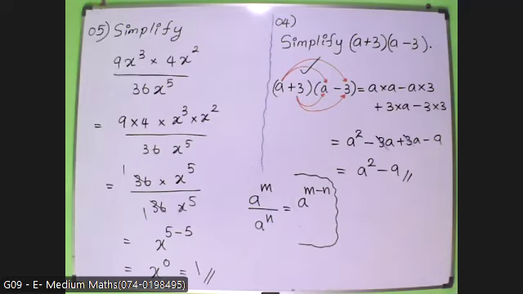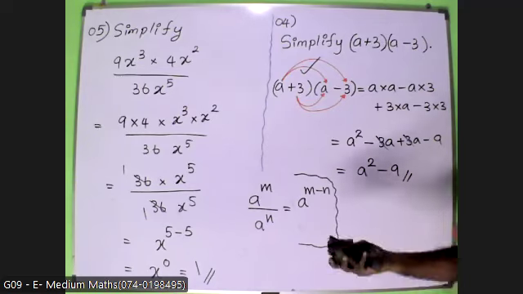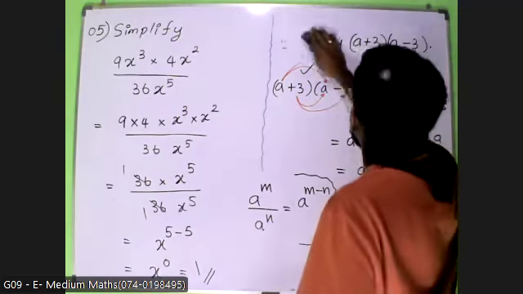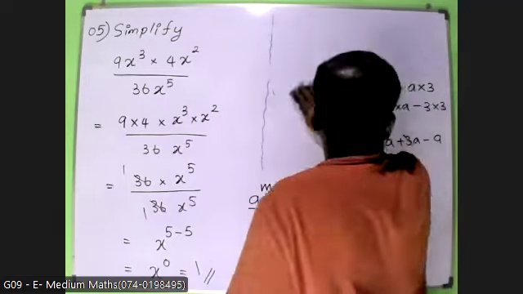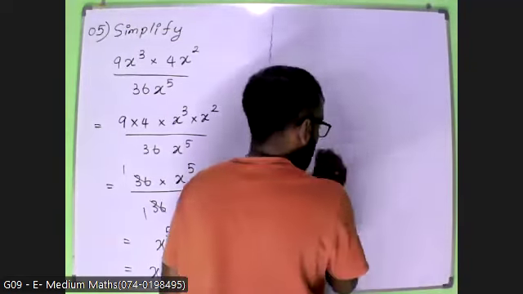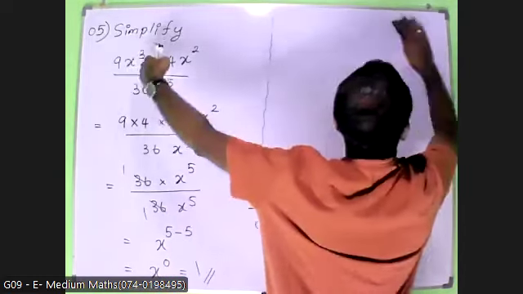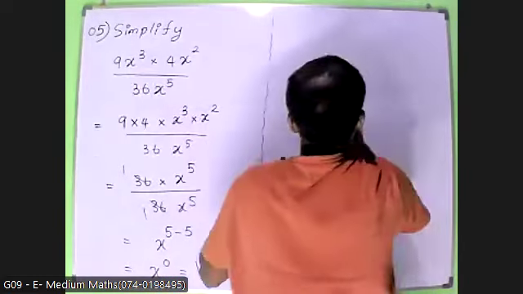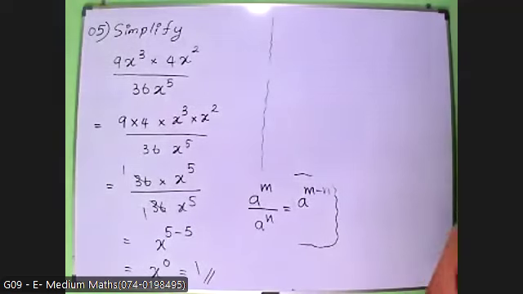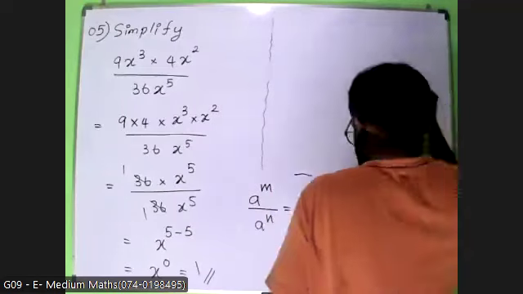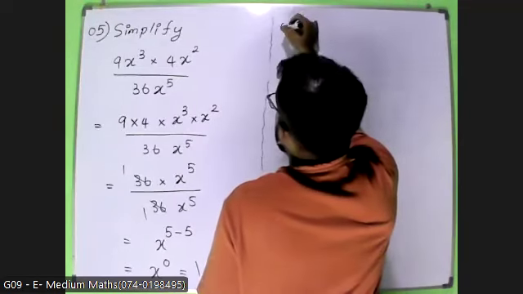Okay. Let's do one more question. So you have to use laws of indices again. Same thing: in the numerator you have this, in the denominator you have this. So what is the question? Sixth one.